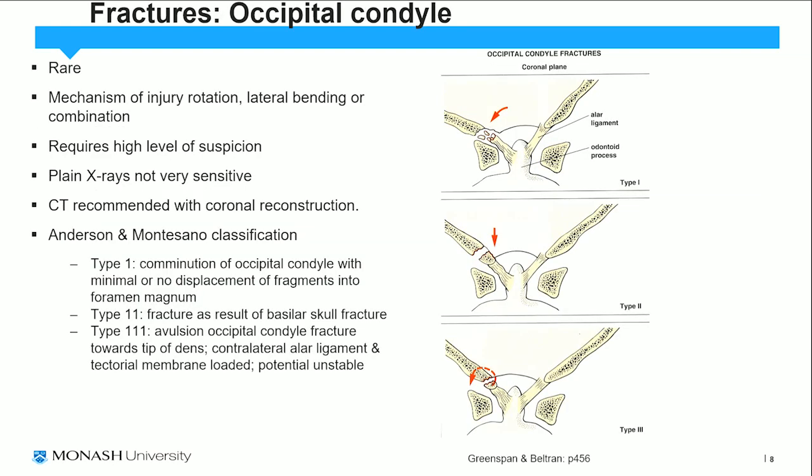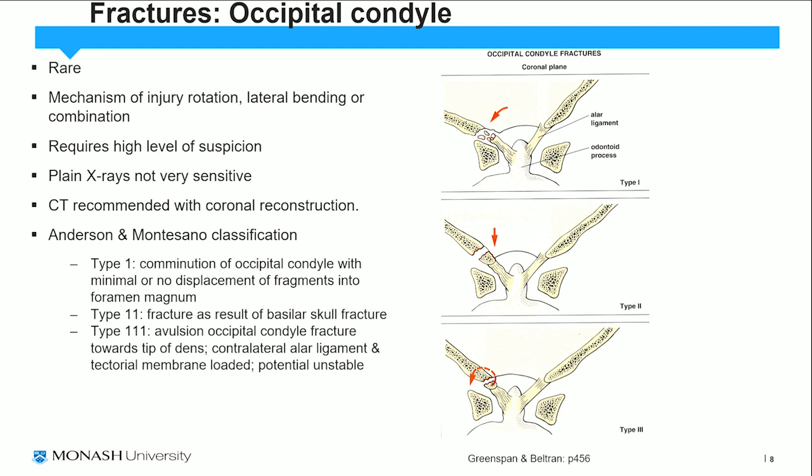Now, looking at fractures of the occipital condyle, they are rare and are a result of either rotation, lateral bending, or a combination mechanism of injury. These are very difficult to pick up on plain X-rays, so you need a very high level of suspicion, as plain X-rays are not very sensitive. CT is recommended if there is a high suspicion, and then also to have coronal reconstruction.